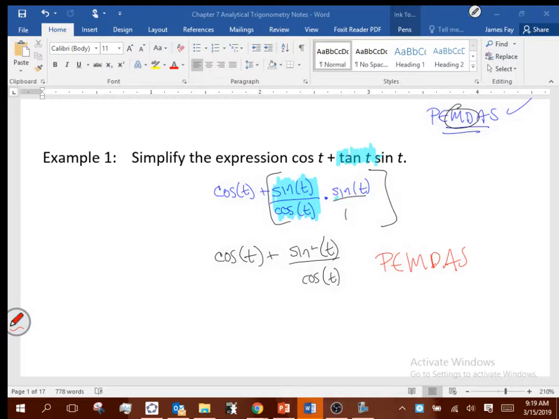Cosine and then the sine squared over cosine, right? If I'm going to add these two things together and they're both fractions, what do I need in order to do that? Common denominator. How do I generate a common denominator? Okay, so I'm going to multiply these two things together, right? So a common denominator is by multiplying all your denominators together. That will give you a common denominator, okay?